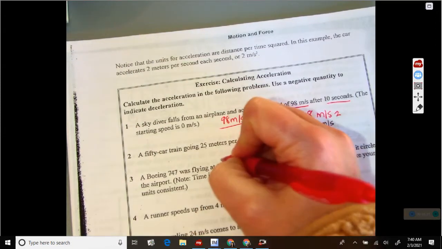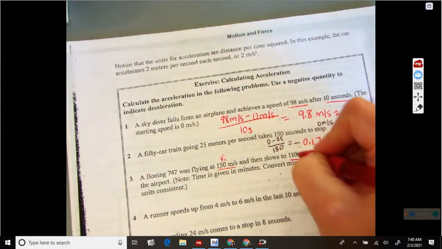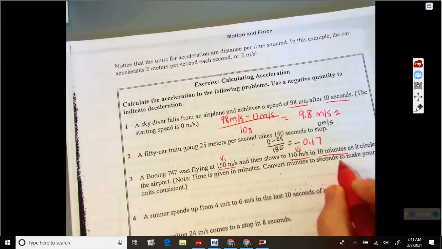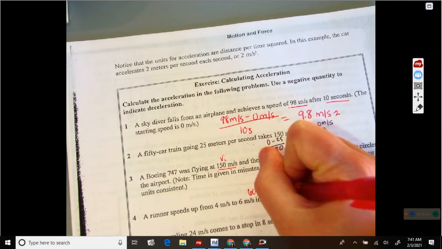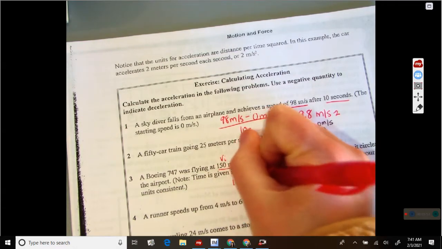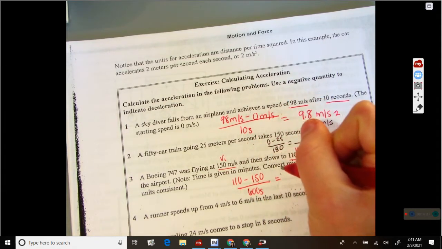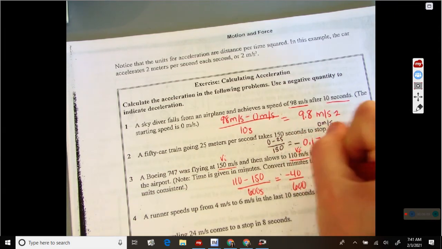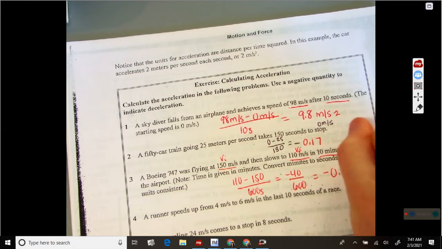Okay? A Boeing 757 was flying at 150. That's its starting, V initial. And then it slows to 110. So it's slowing down. That's V final. And it takes 10 minutes. Time is given in minutes, so convert minutes to seconds. We know 10 minutes is 600 seconds, so I'm going to put 600 seconds on the bottom. V final is 110 minus V initial, 150, gives me 110 minus 150 is negative 40, divided by 600, which gives me negative 0.07.